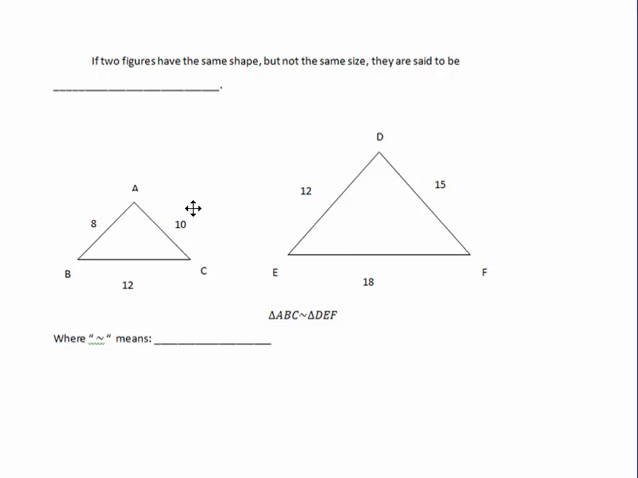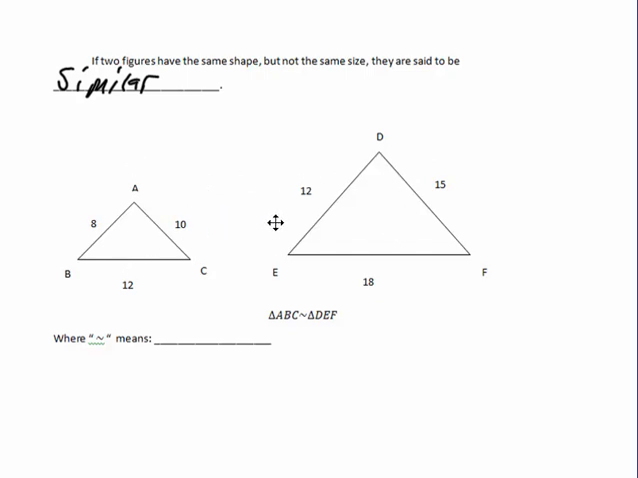Here we have the 2.8 chapter notes. We're going to talk about similar figures and proportions. If two figures have the same shape but not the same size, they are said to be similar. And here we can see we have two similar figures.